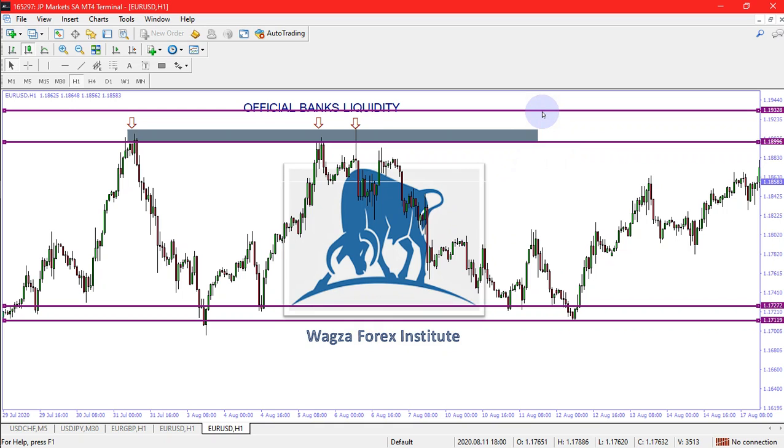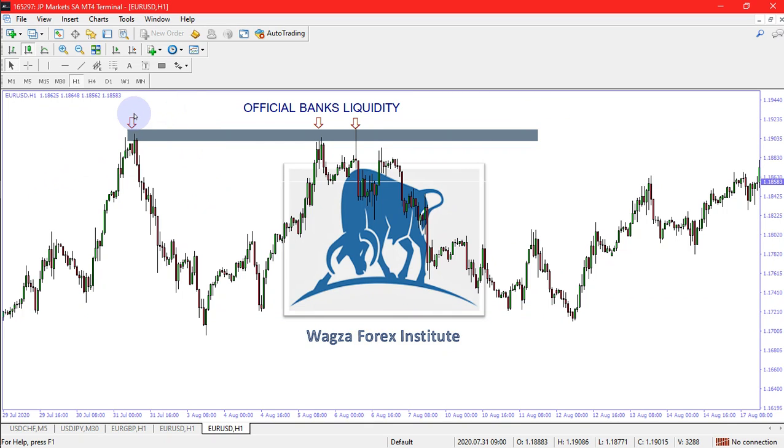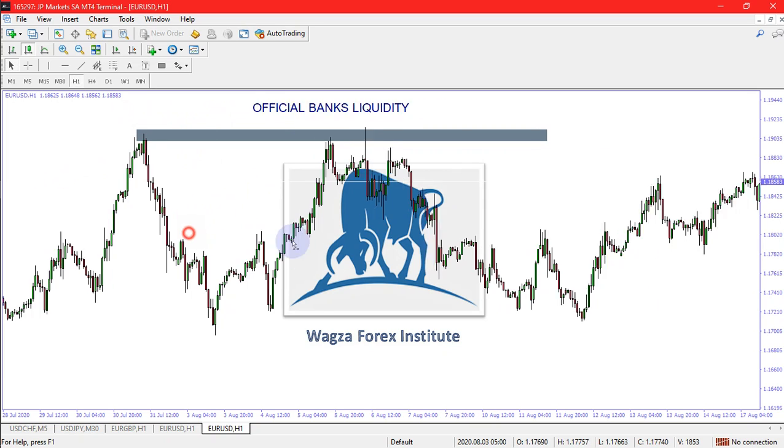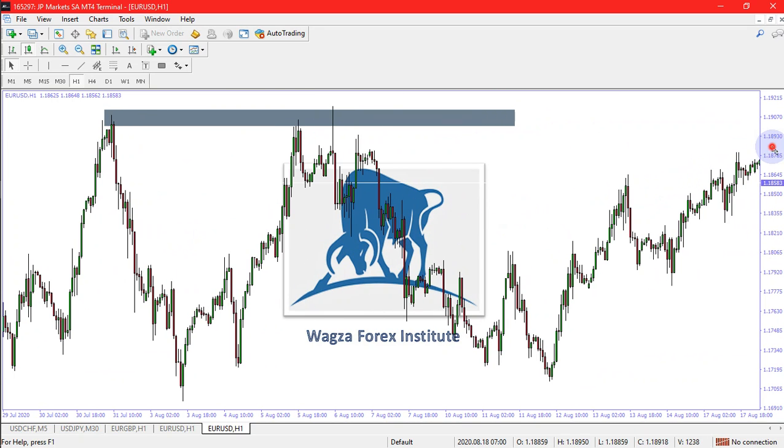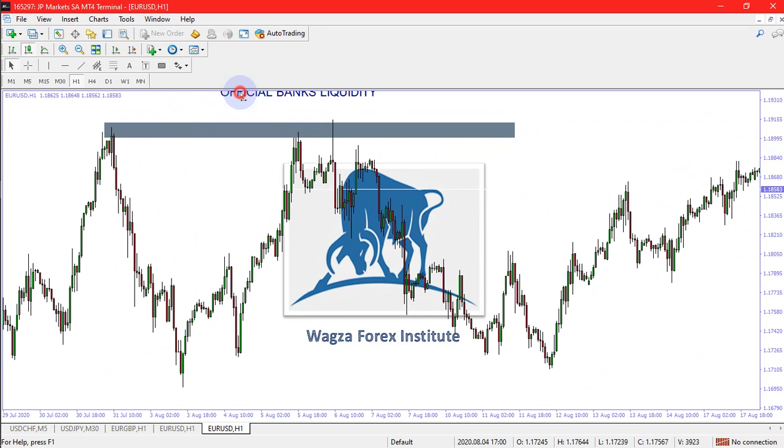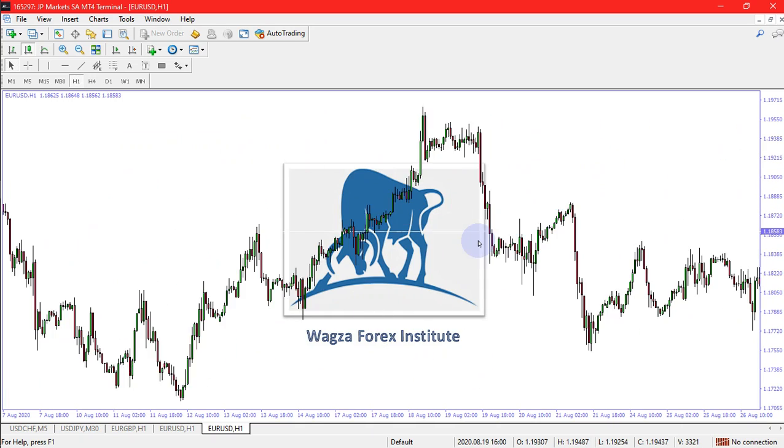So this is how we trade and identify the bank's liquidity. Then this is how they place trades. They split their trades. So okay, let's check for another bank's liquidity. This was the official bank's liquidity. Official.